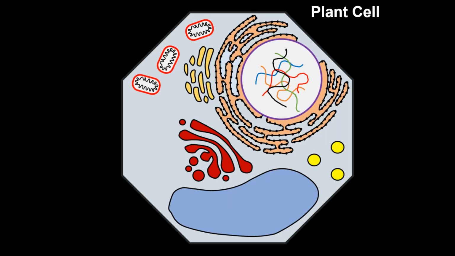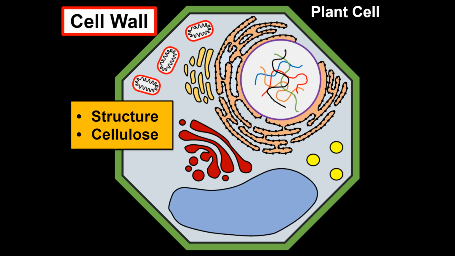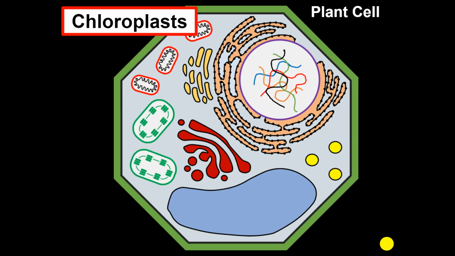Now, to make a plant cell, we have to add a couple things. We add a cell wall on the outside, and remember this is for structure, and it's made of cellulose, that carbohydrate. And then we're going to add some chloroplasts because plants do photosynthesis.